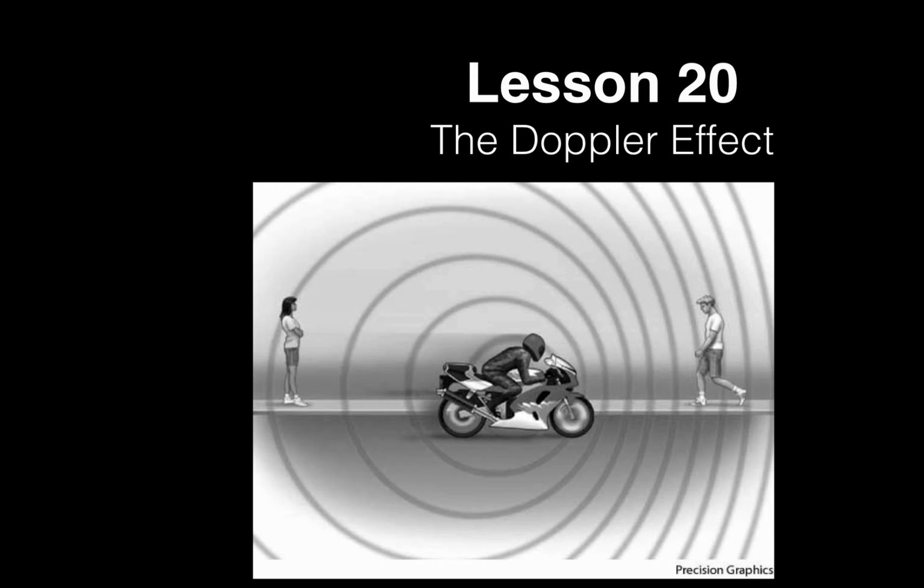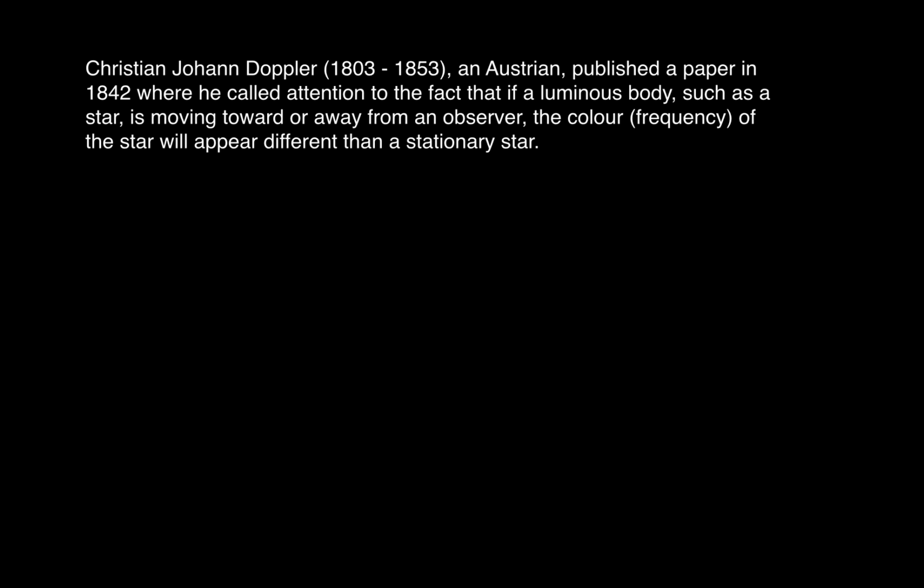Lesson 20. The Doppler Effect. Christian Johann Doppler, an Austrian, published a paper in 1842 where he called attention to the fact that if a luminous body, such as a star, is moving toward or away from an observer, the color, or frequency, of the star will appear different than a stationary star.